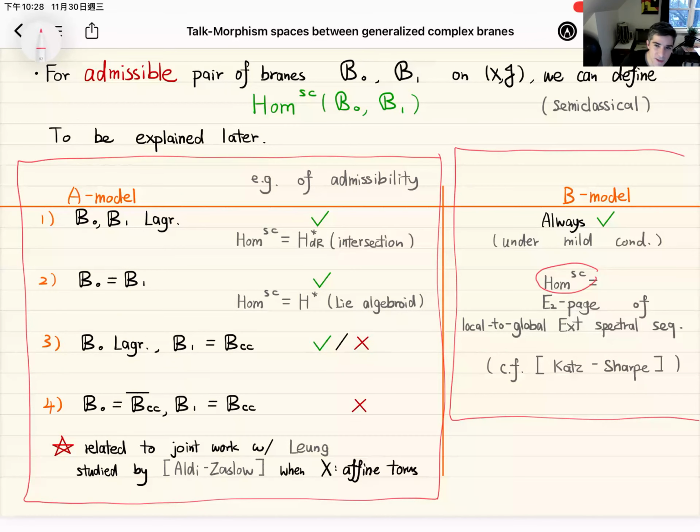Sorry, Tony, did you say that in the B model, the admissibility condition is the same thing as the fact that the intersection is clean? No. I mean, what did you say? Every pair of B branes is, well, maybe yes, because I said that every pair of B branes is admissible if we assume the condition that they intersect cleanly. Yeah, sure. Could you explain what the exact condition of admissibility is in the B model?